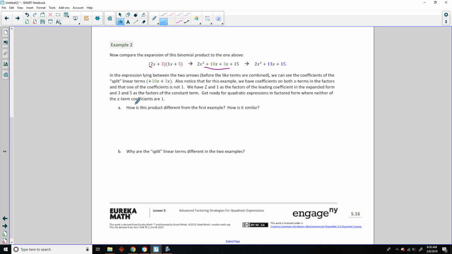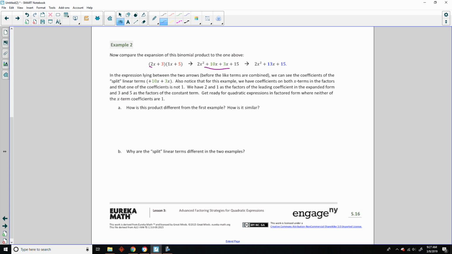Okay, now it says, how is this product different from the first example? Okay, well, it's different because we can't just say, well, 3 times 5 is 15, there's the 15, that's okay. But if we just added that 3 and 5, we'd only have an 8 here. So we have to multiply this 2 times 5 and get 10. Okay, and that's the difference. So let me bring in the official explanation.